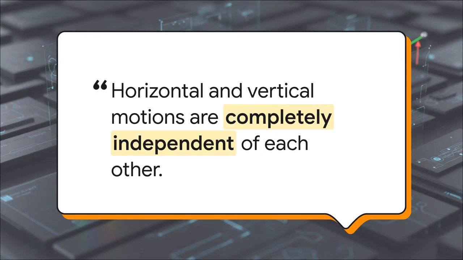And this right here is the main takeaway. The horizontal and vertical motions are completely independent. They literally don't care about each other. How fast the object is moving forward has zero impact on how fast it's falling, and how fast it's falling has zero impact on its forward speed. They're like two separate stories being told by the same object at the same time.